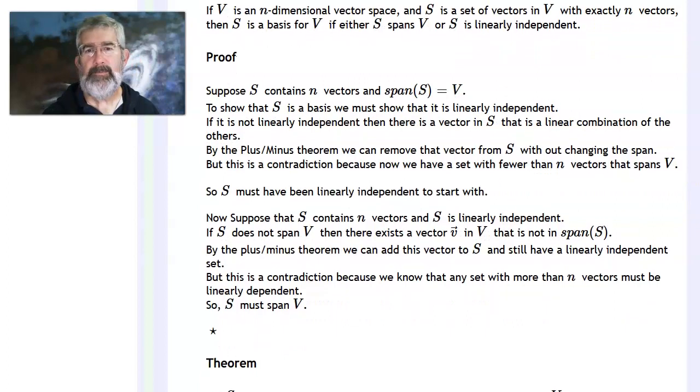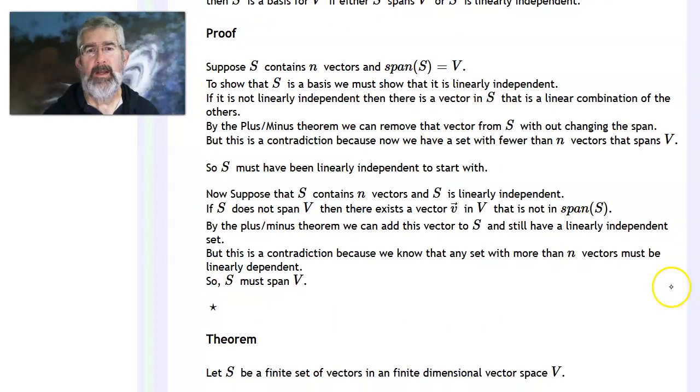Likewise, let's suppose that S contains n elements and is linearly independent. Now I want to show that it spans. And I'll do that by, if it doesn't span, what happens, right? If S does not span, then there must be a vector in V that's not in the span of S. That's what it means to not span the space. There's something else you miss, right?